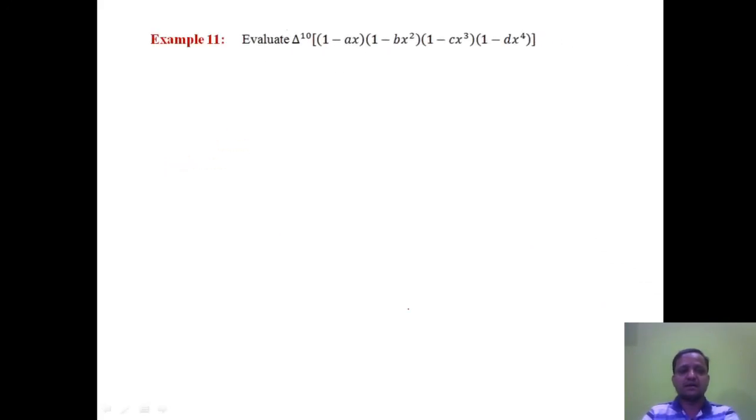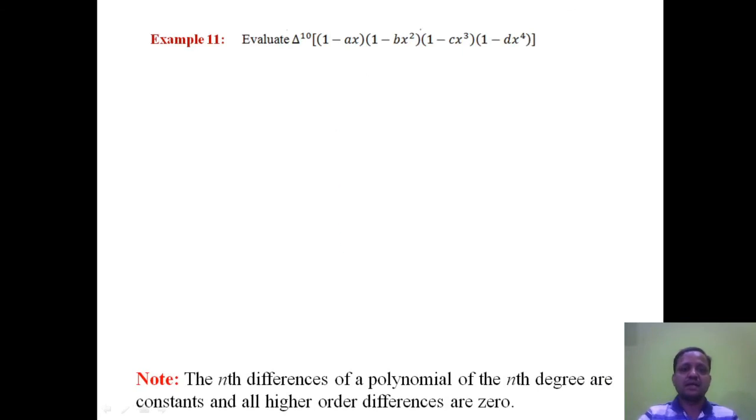Here, last example: evaluate delta power 10, the forward difference operator, 10th order difference. We are applying the 10th order difference on this expression. If you multiply these terms, it will become a polynomial in terms of x. So we know the formula: nth order differences of a polynomial of nth degree are constant, and all higher order differences are 0. There is a proof of that.